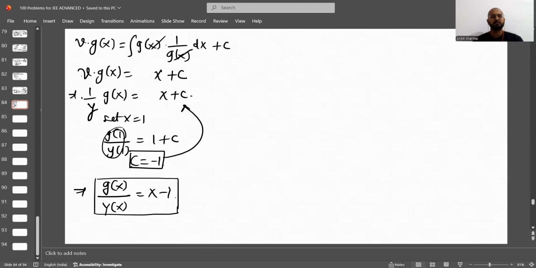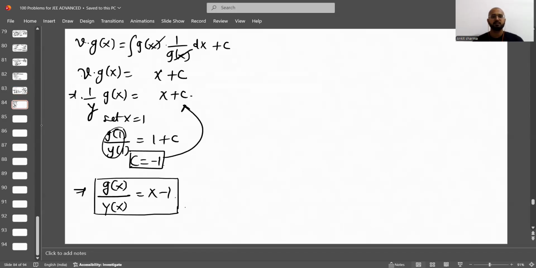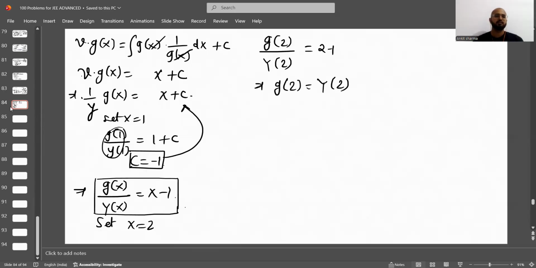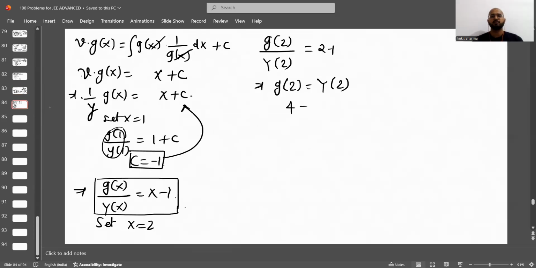And that's what we get. So now what is required? y of 2. When y of 2 is required, I can just set x is equal to 2, which means g of 2 over y of 2 is equal to 2 minus 1. So this implies g of 2 is same as y of 2, and g of 2 is given to us, that is 4. So this value turns out to be 4. So y of 2 will be 4.